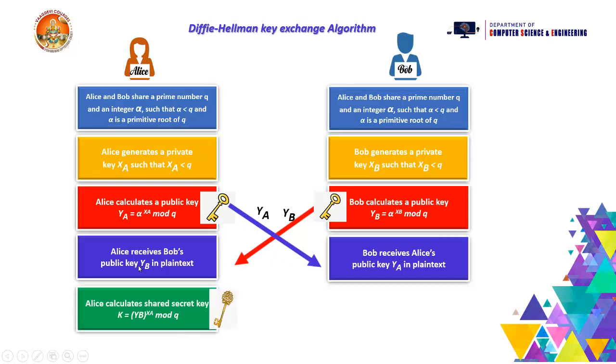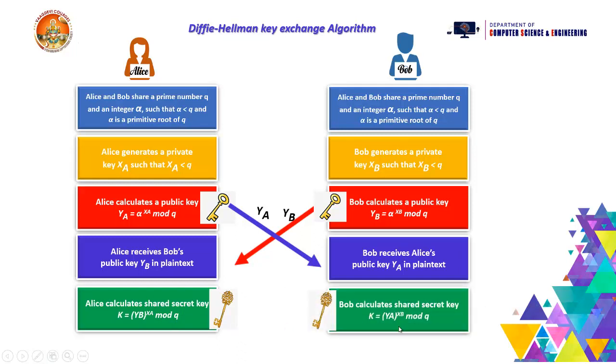To calculate the secret key, Alice uses this equation: K, which is nothing but the secret key, equals YB, the opponent's public key, to the power of XA mod Q. K equals YB to the power of XA mod Q. In the same way, Bob also uses the equation K equals YA to the power of XB mod Q.